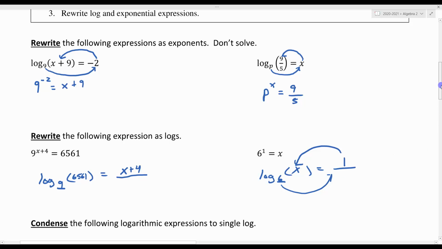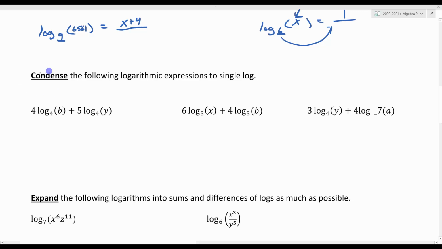All right, let's keep going. So notice I'm trying to bold and underline the important words in the instructions because it's going to be the same thing on the quiz, right? You don't want to miss something if it says rewrite, condense, expand. So make sure you're paying attention to those words. It kind of triggers what you're supposed to do. It'll jog your memory, right?